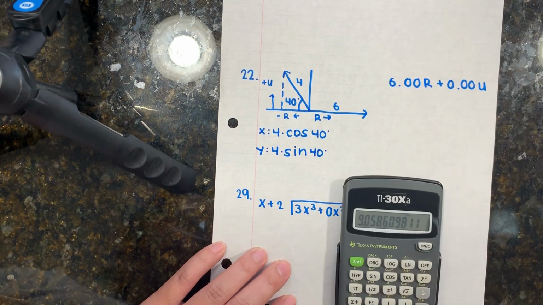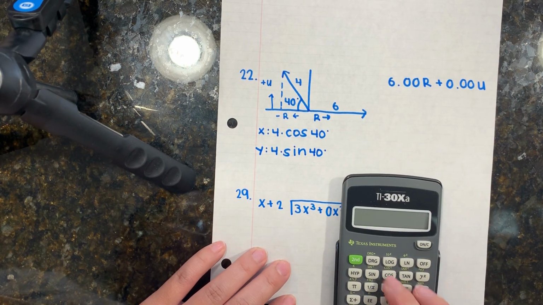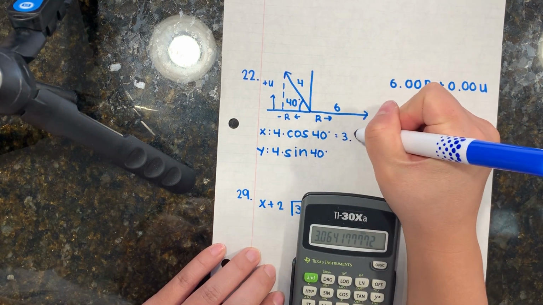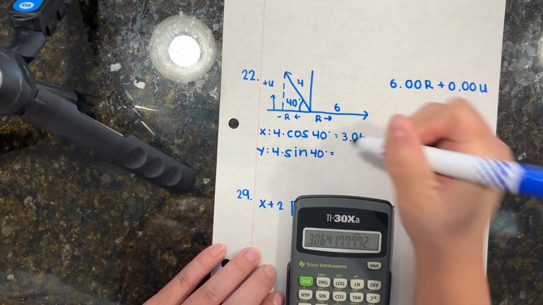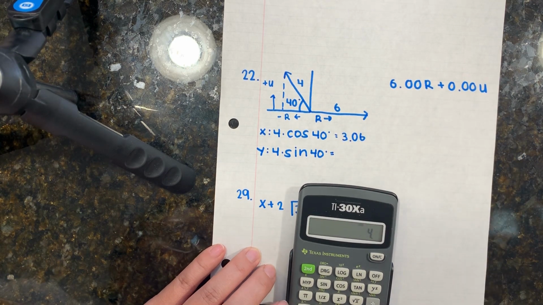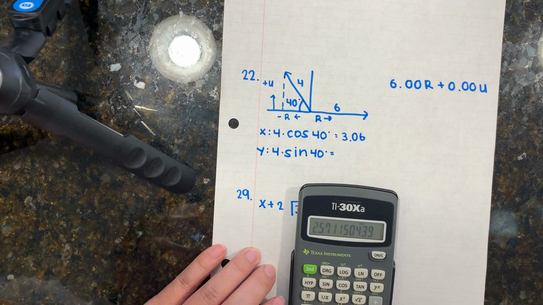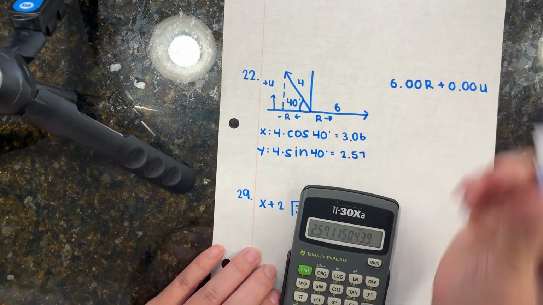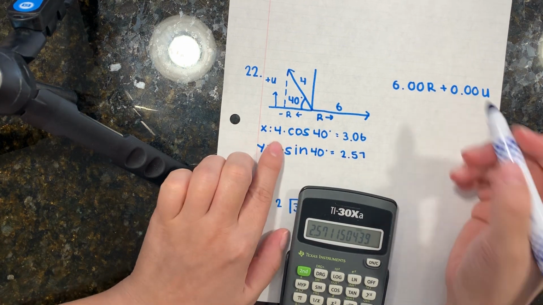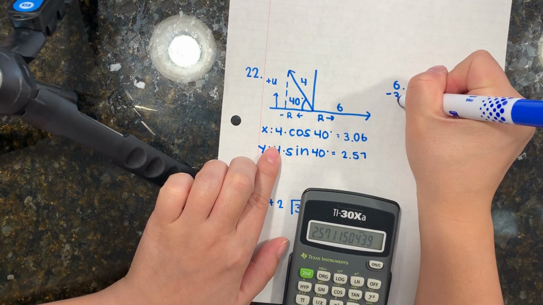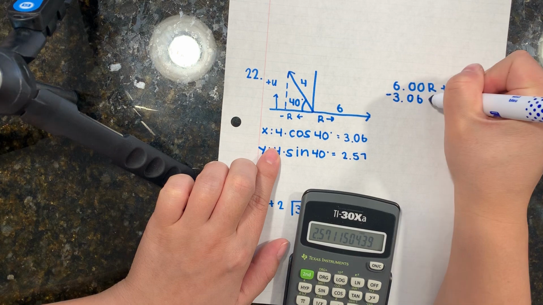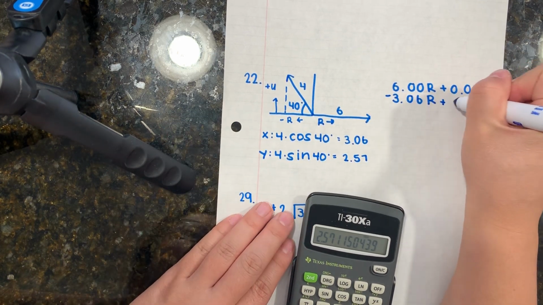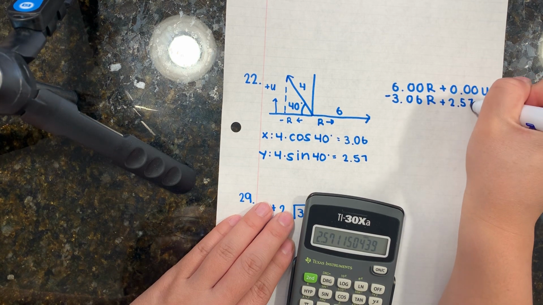So when I do that, I'm going to do 4 times 40 cosine equals, that's going to give me 3.06. And for y, I have 4 times 40 sine equals, and that will be 2.57. So again, my r is negative because it goes to the left of the origin, so that will be minus 3.06 r. And my u is going to be positive because it comes up off the x-axis. So that would be plus 2.57 u.